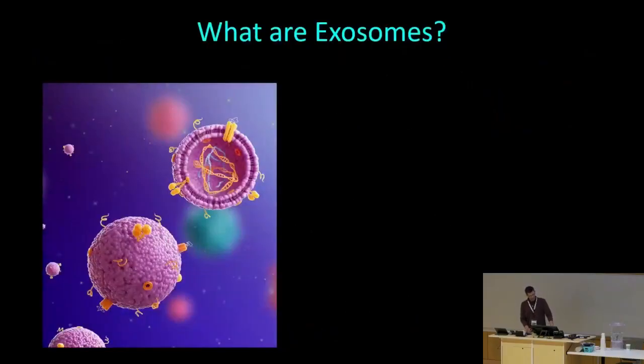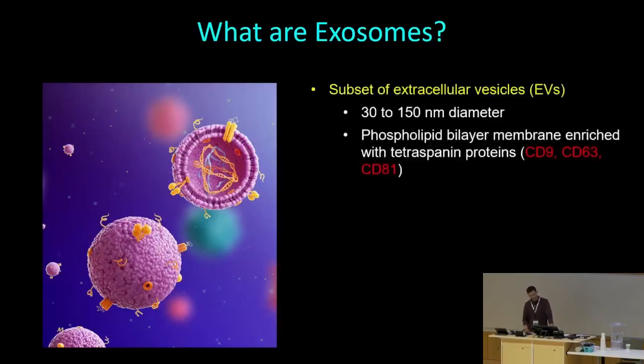So what are exosomes? They are a subset of extracellular vesicles, which are nanoscale membrane-bound particles. They typically range in size from 30 to 150 nanometers in diameter and contain phospholipid bilayer membranes enriched with tetraspanins such as CD9, 63, and 81, and these are what allow us to characterize them, and we'll talk about that a little bit more later.